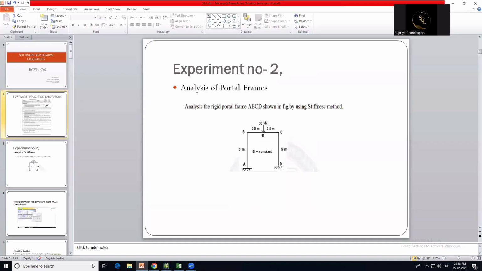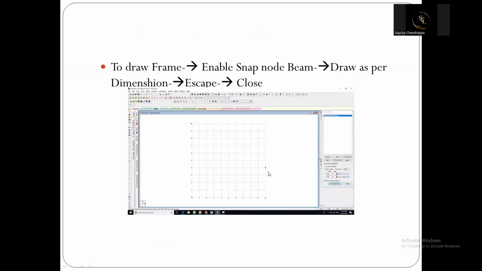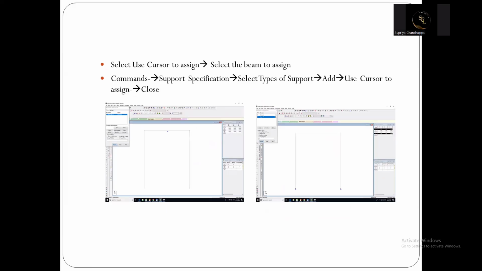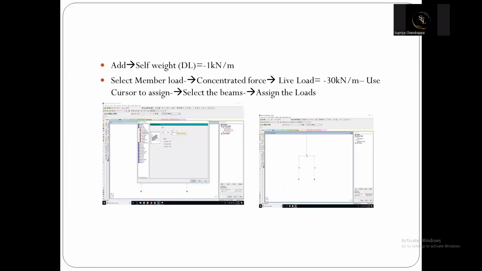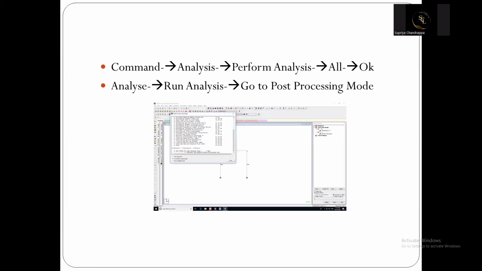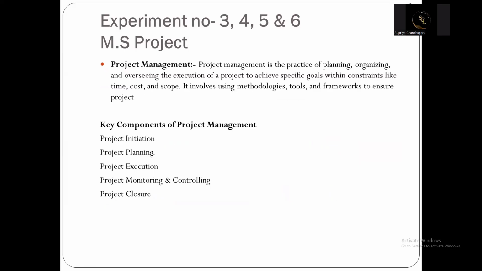So coming to this, the same thing I had explained here. The grid box will be there, and after that we need to draw the frame and add the material and member property. After that we have to add the support specifications, and then the loading conditions for the dead load and the live load, and mention the load values. After that go to analysis, perform analysis. After that go to post processing mode. Later we get a shear force diagram, the bending moment diagram, and also the values.